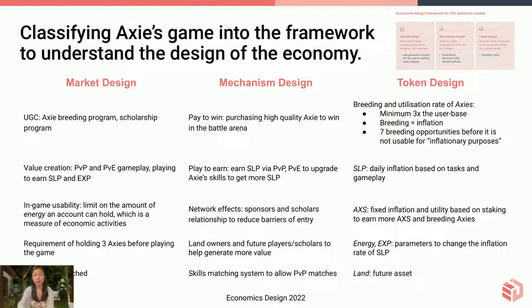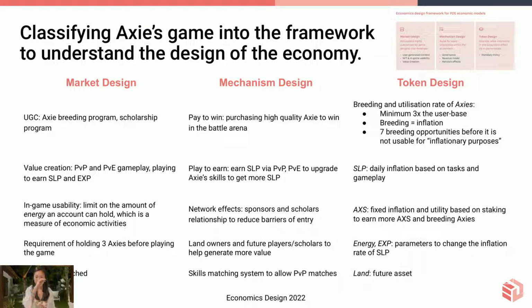Then we also have network effects. Network effects are the sponsors and scholars relationship to reduce barriers to entry. We want to increase the number of users in the space, we want to increase the network, and there's a high barrier to entry because these Axies, these little creatures, were very expensive at one point in time. So they created this scholars model where people can fund the little creatures and get a profit of revenue from them playing. Then we also have landowners and future scholars and players to help generate more value. Then lastly, for PvP, you have a skills matching system so that it's a strong Axie versus a strong Axie, not a strong Axie versus a weak Axie.